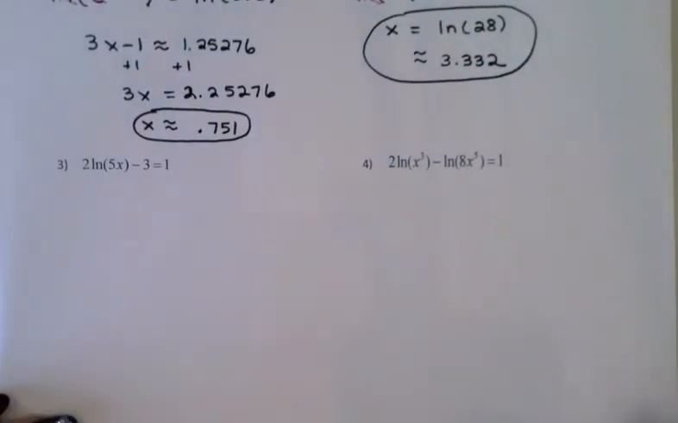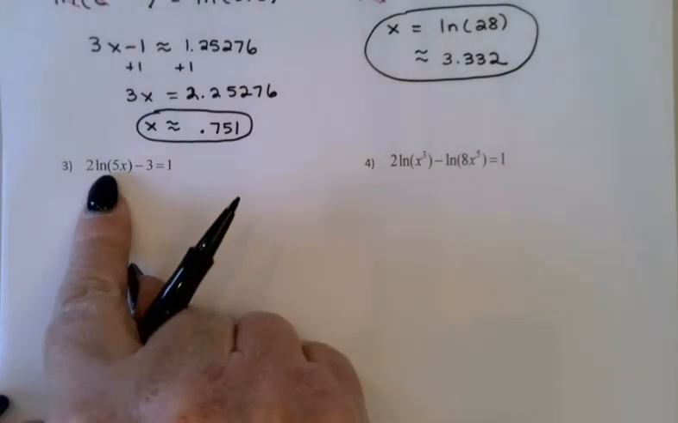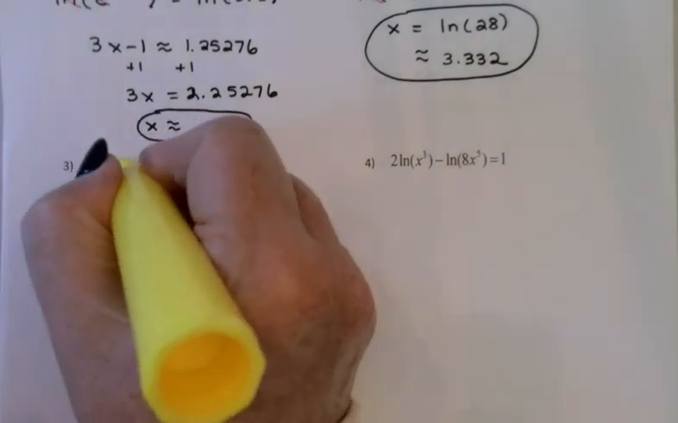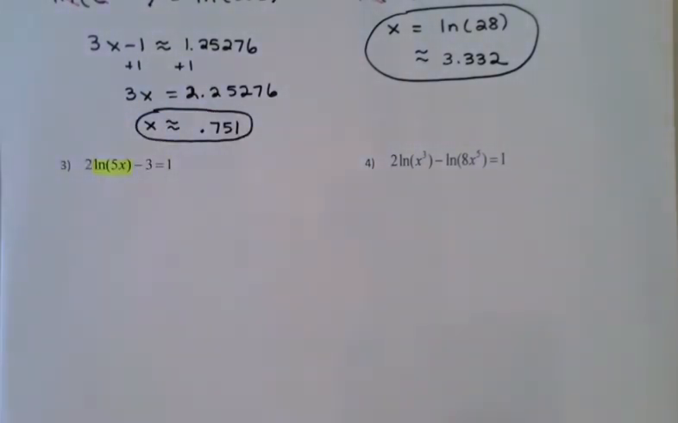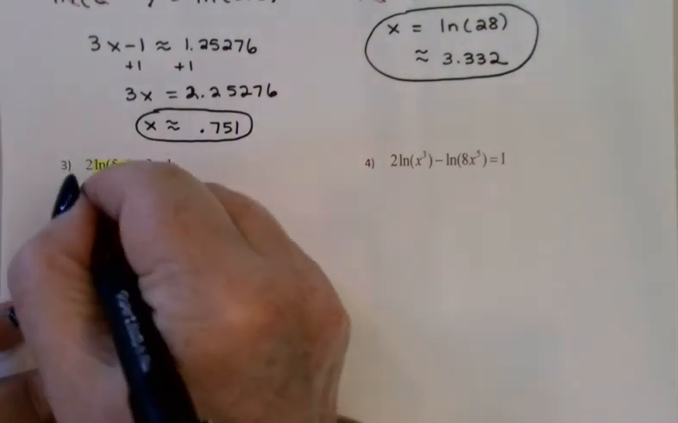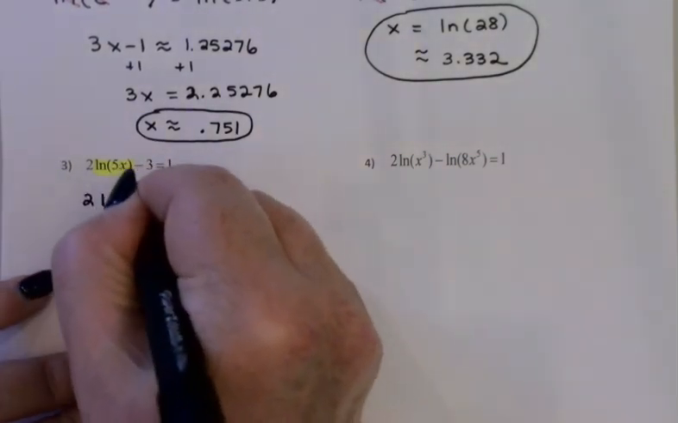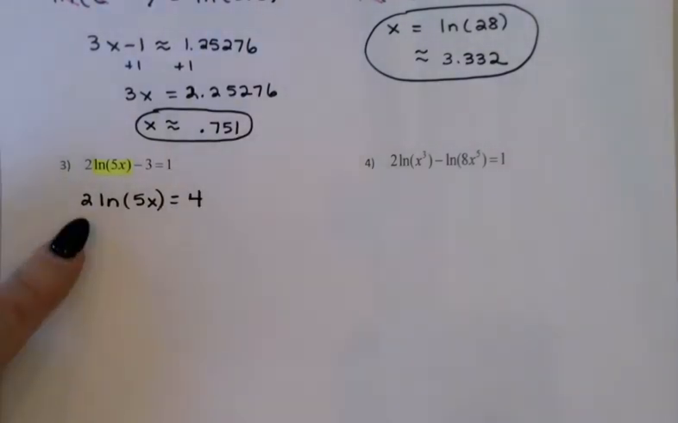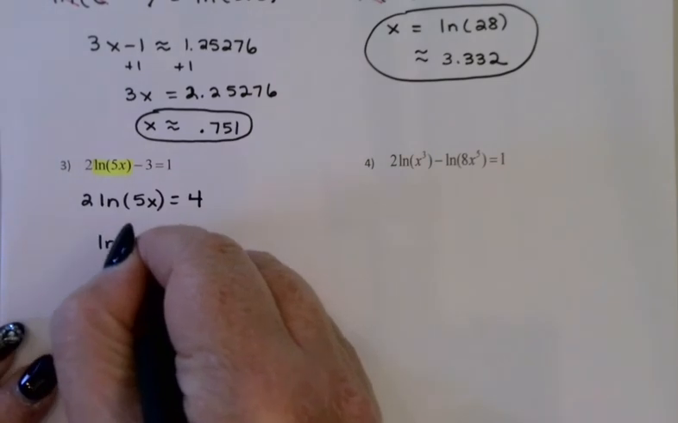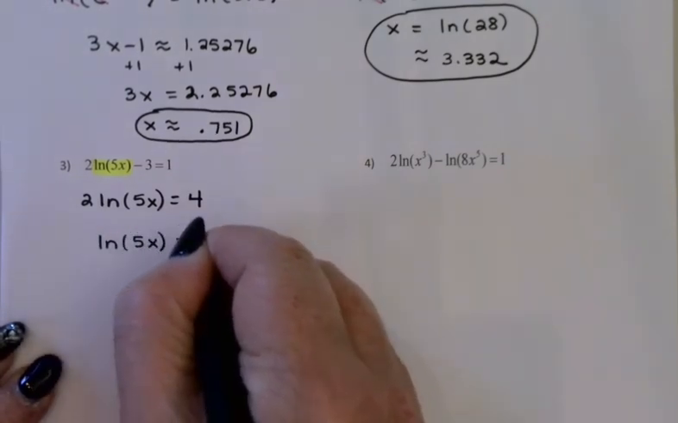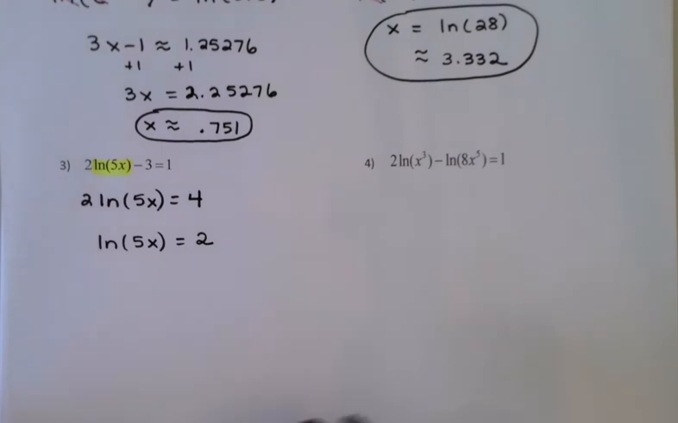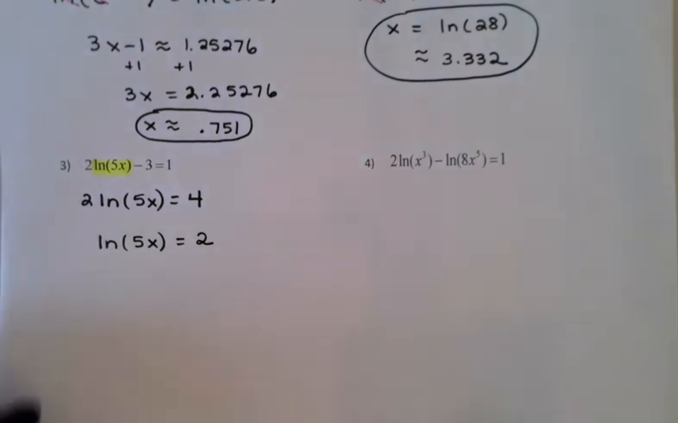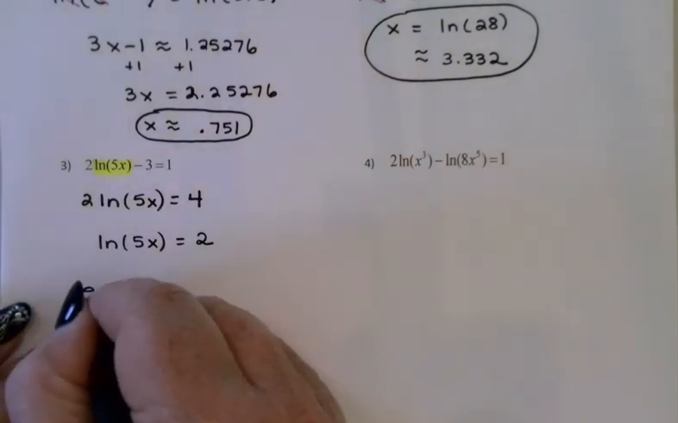All right, this next equation has a natural log in it to start with. And again, we always want to start by isolating, so I want to isolate the natural log of 5x. We'll add the 3. Making that equal to 4, and then divide by the 2. So the natural log of 5x equals 2. Now I need to get rid of that natural log, so I'll apply the inverse function, which is the exponential base e.